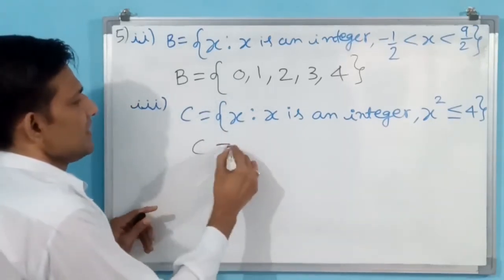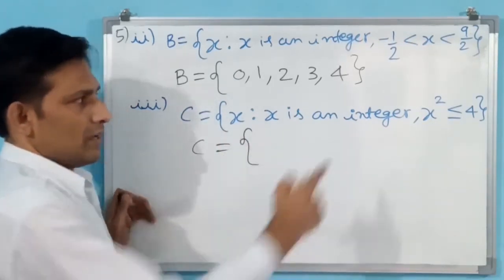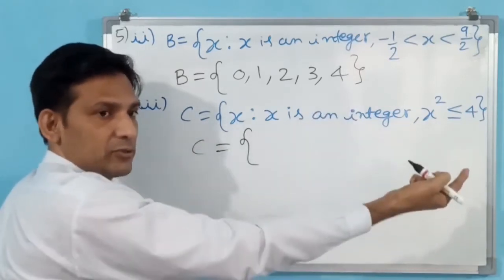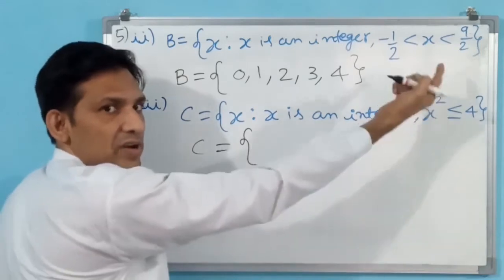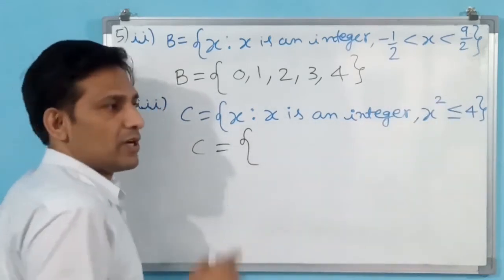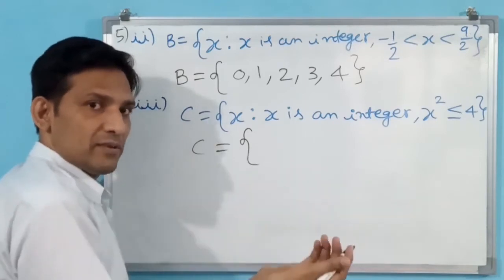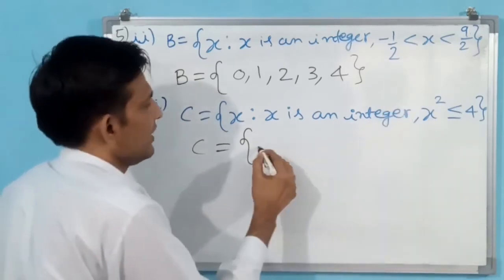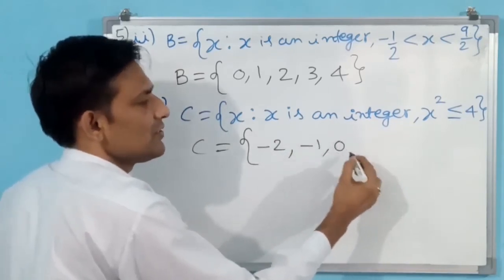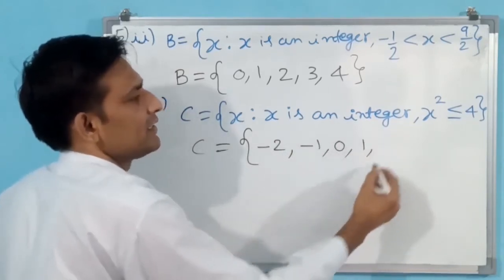Okay, C is equal to minus 3. Minus also will come, plus also will come. Minus 3 square is 9. No, it should be less than or equal to 4. Minus 2 square is 4. That means minus 2 we can take. Minus 2, minus 1, 0, 1, 2.